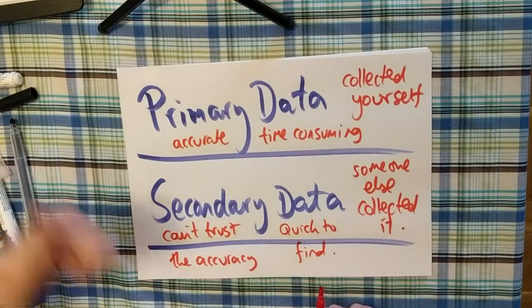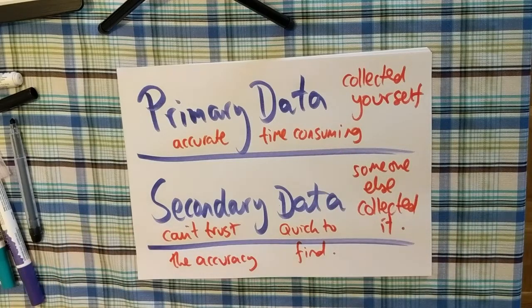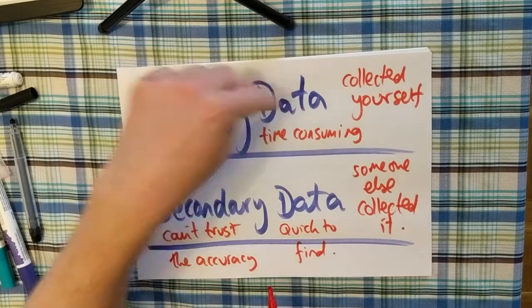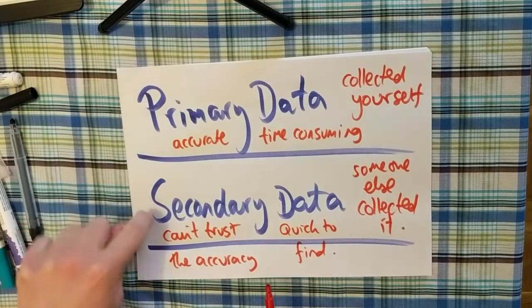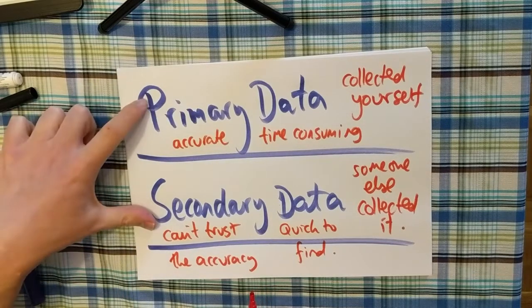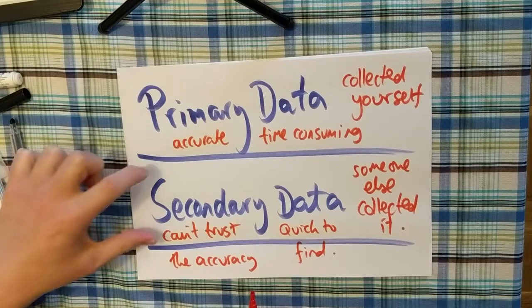So we've got qualities, we've got quantities, we've got primary data, we've got secondary data. These could be any type of data. This could be qualities or quantities. This could be qualities or quantities. But the difference between these are you've collected them, somebody else has collected them.